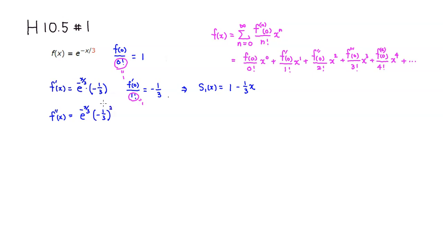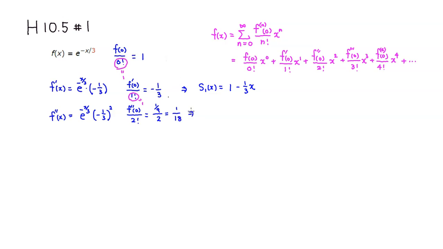Then we're going to have f double prime of 0 over 2 factorial. If you plug in 0 for x, e to the 0 is 1, and negative 1/3 squared would be 1 over 9. So you have 1 over 9 over 2 factorial, which is 2. So this is just going to be 1 over 18.